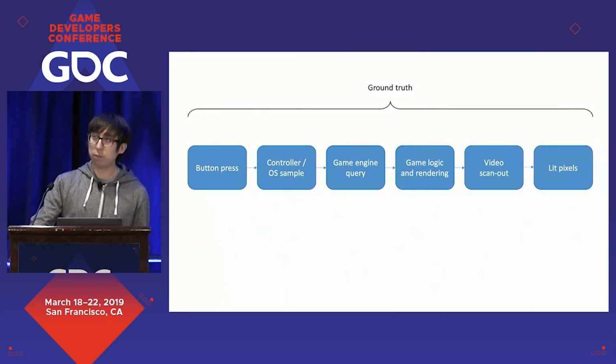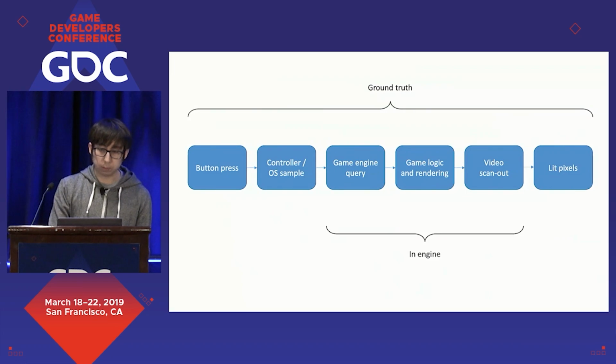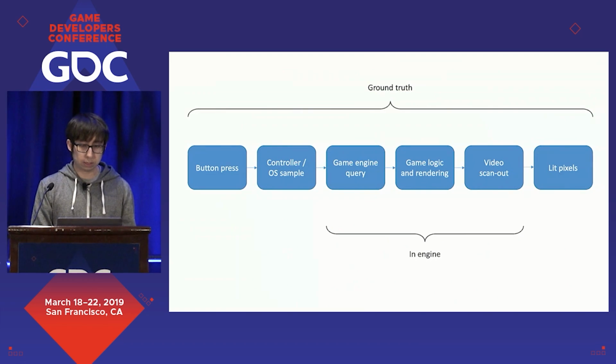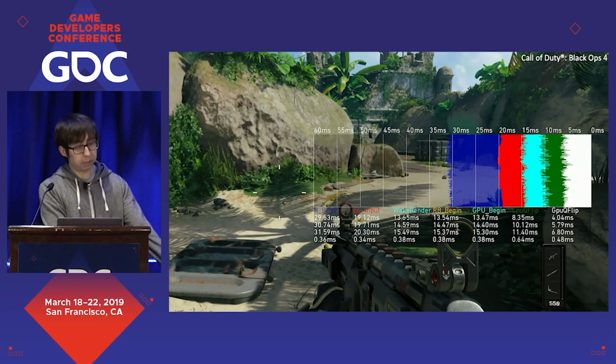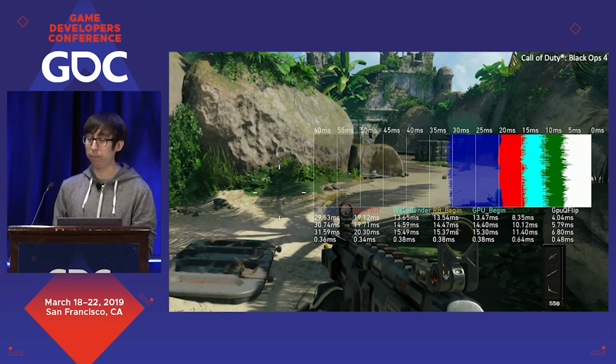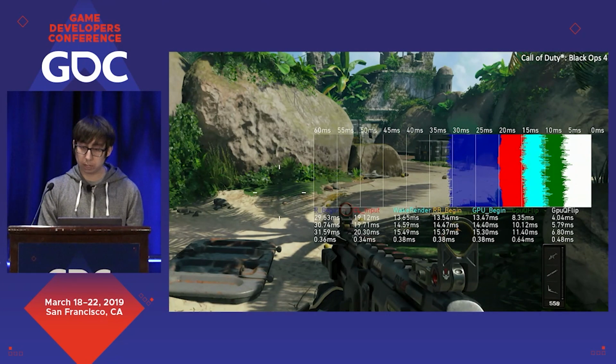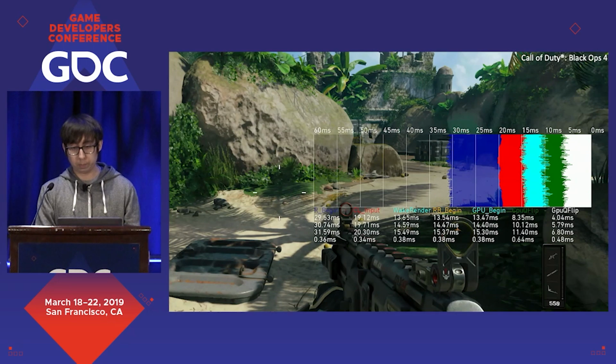OK, so now we have a way of measuring ground truth latency. Now, let's look at this subset of the latency duration between the game's input query and the final image scan out. I'm going to call this segment in-engine latency, and we can measure it totally in software. So the idea is that the engine timestamps across the frame and then lines up the timestamps based on internal frame index. So here's a latency measurement overlay that I added to Call of Duty Black Ops 4.